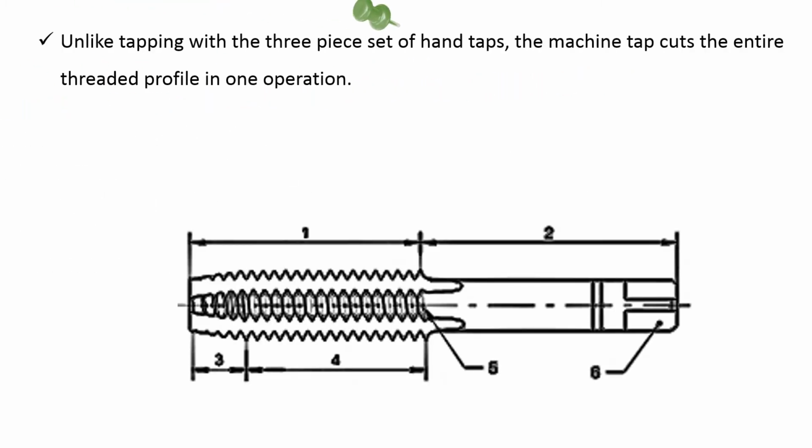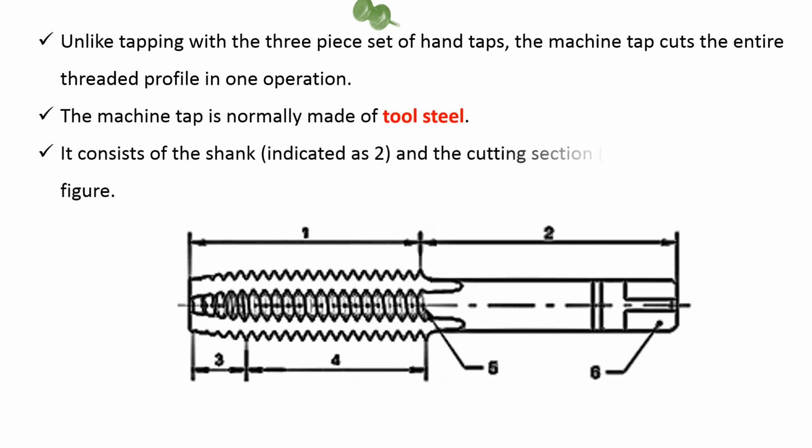Unlike tapping with the three-piece set of hand taps, the machine tap cuts the entire threaded profile in one operation. The machine tap is normally made of tool steel. It consists of the shank, indicated as 2, and the cutting section, indicated as 1, in the figure.